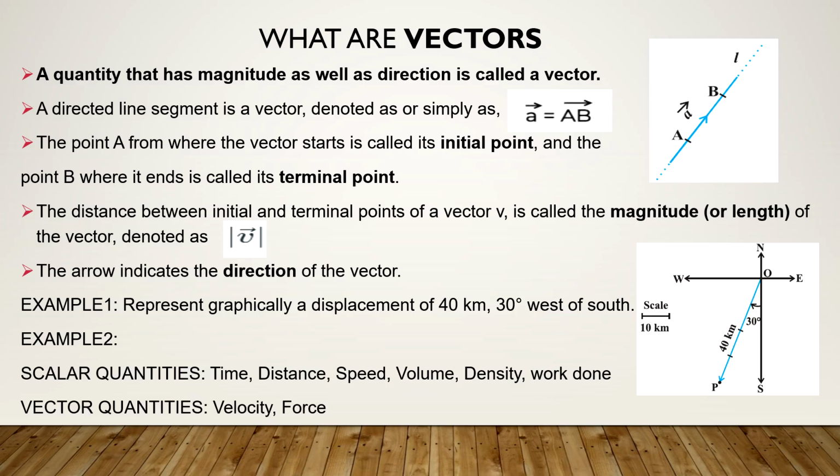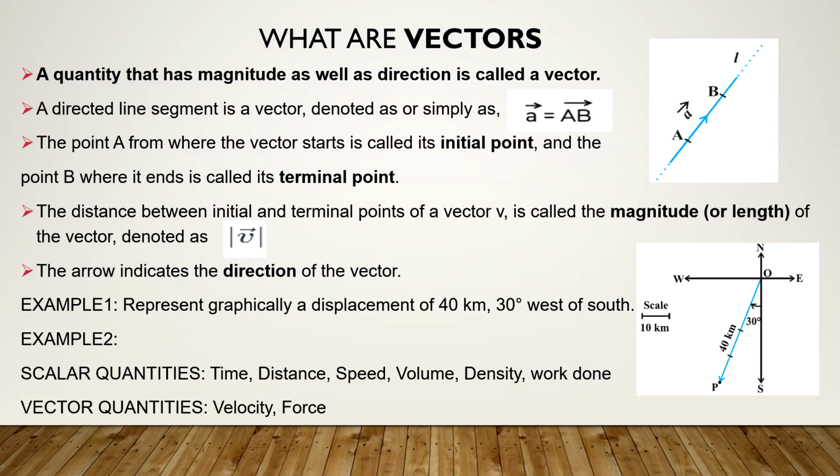The point A from which the vector starts is called the initial point and B where it ends is called the terminal point. So if I write vector AB, it is understood that A is the initial point and B is the terminal point and the vector goes from A to B. The magnitude is the distance between the initial and terminal points and it is generally denoted in the mod sign.